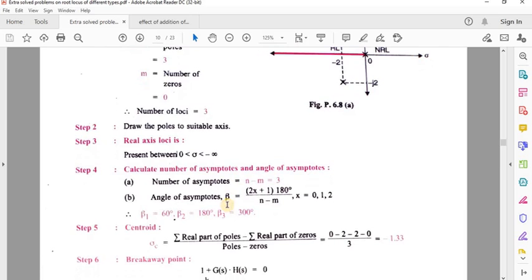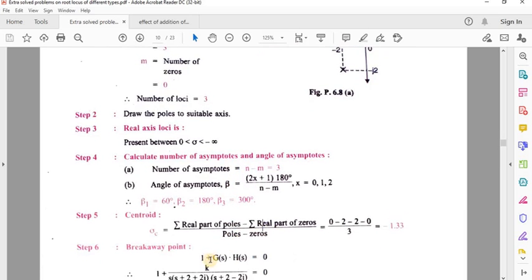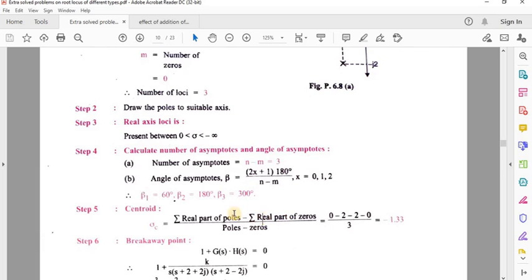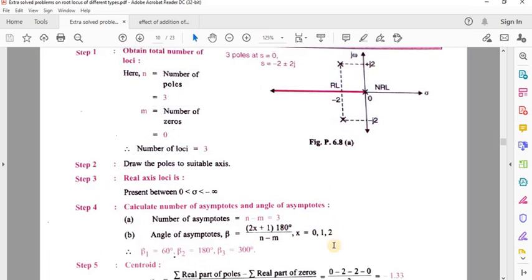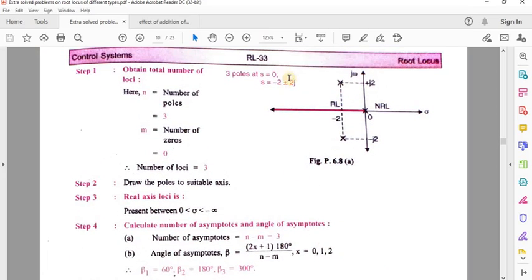Okay, then centroid we have to find out. Centroid is minus 1.33. Simple. Then here real part of zeros, okay, and real part of poles. So for real part of poles, only the real parts are taken, meaning minus 2 and minus 2. Okay, minus 2 and minus 2. They're not taking plus minus 2j upon 3.